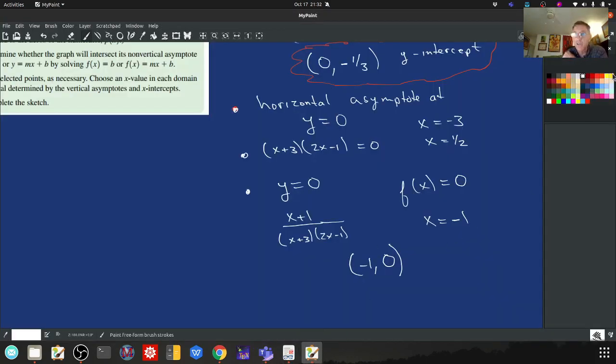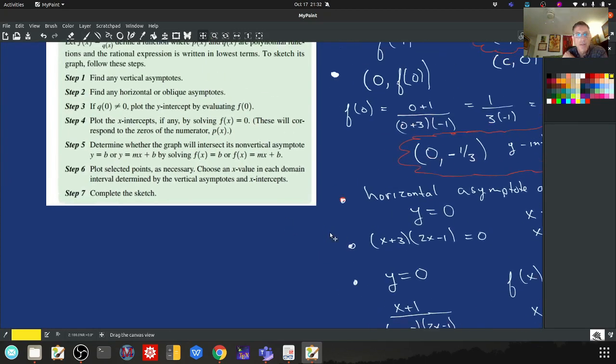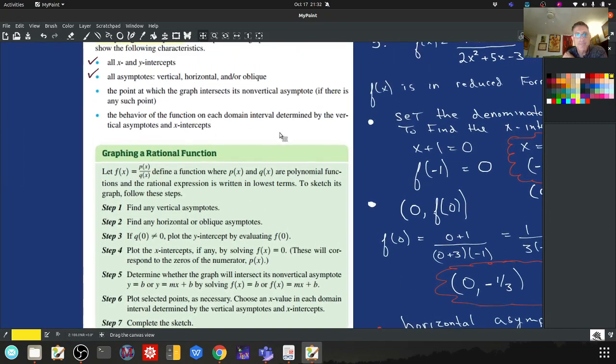So we conclude it crosses the horizontal asymptote at minus 1 and 0. Okay, so we've figured out that one.